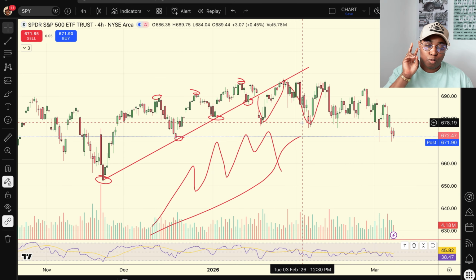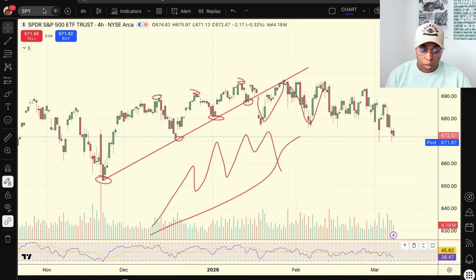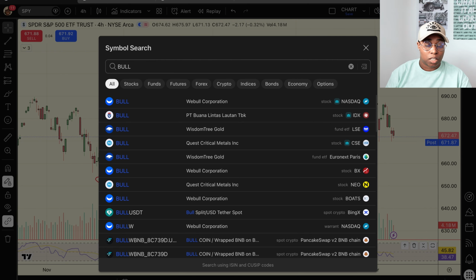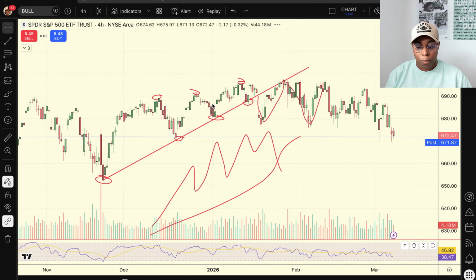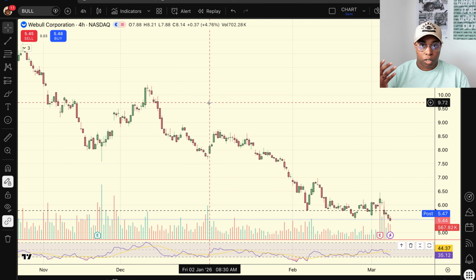Now, let's get into the second one, which is the downtrend, and that's just the uptrend flipped, okay? The price is decreasing over time. Each high and each low is lower than the previous one. Just flipped, okay? You are looking for lower highs and lower lows, just as I was showing you guys here on SPY. So what I'm going to do is I'm going to take you guys to BULL, which is Webull Corporation, which is the brokerage platform that you can invest and trade on, okay?